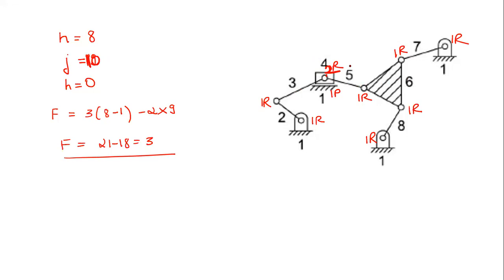So is this clear to all of you? Why I took 2R here? Because here 3 links are connected. Link 3, then this is slider link 4, and then this link 5. So 3 links are connected at this particular point. So that's why we are taking here as 2R. Right? So j will be equal to 10. Finally, the degree of freedom of this mechanism should be equal to 1.